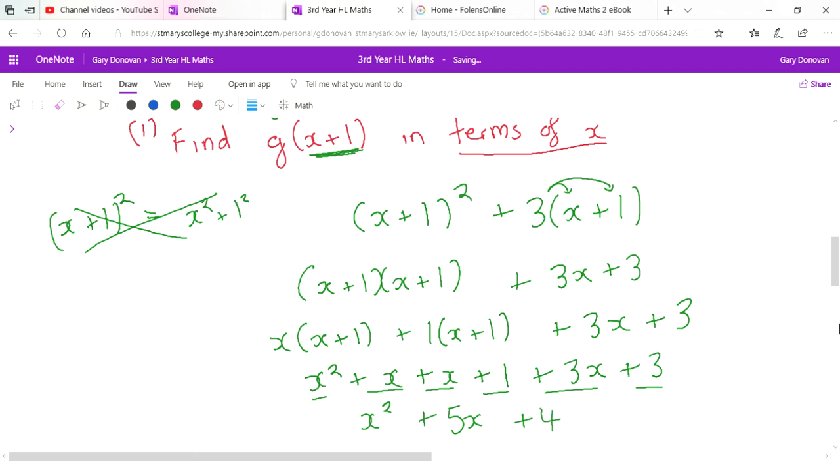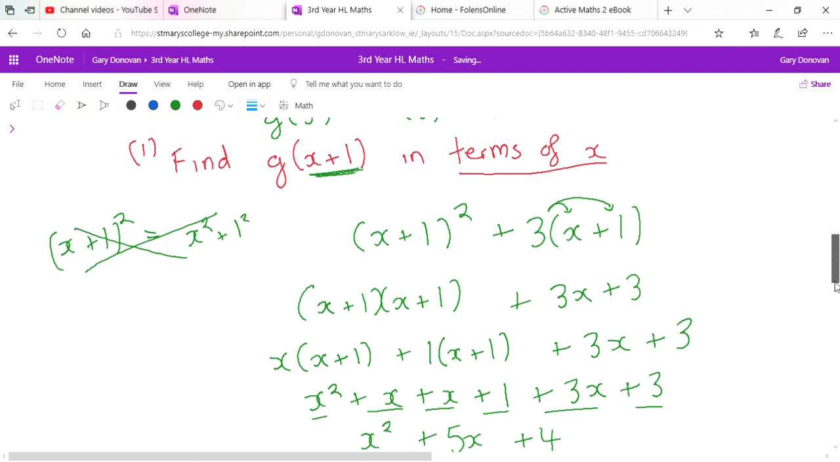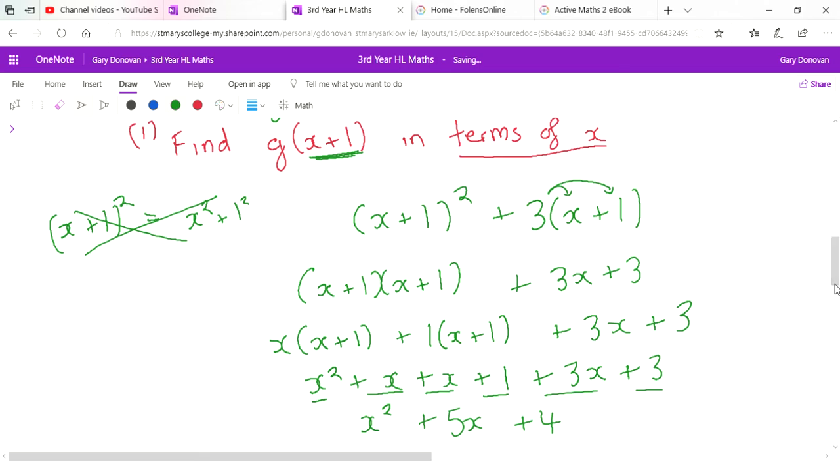So you found g of x plus 1 in terms of x, and it's an expression, it's not an actual answer. It's not equal to anything, it's just an expression for what that is.